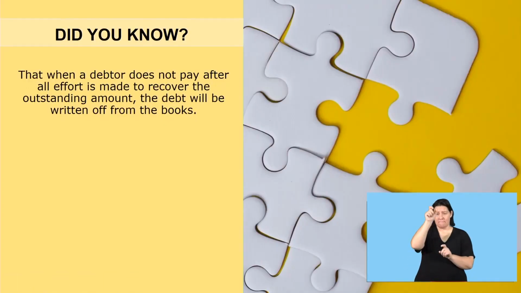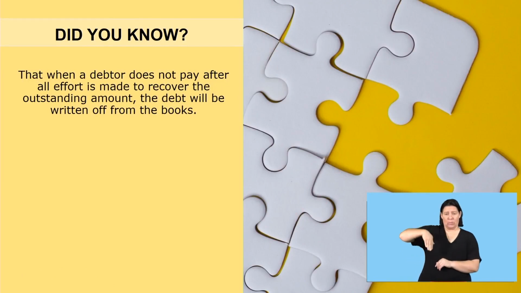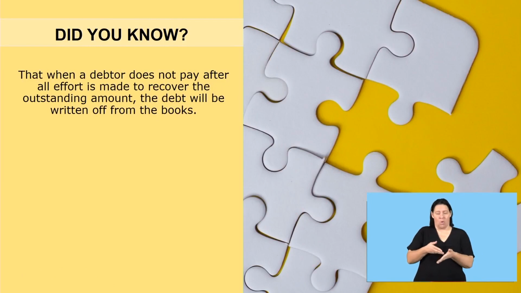In today's class, we're going to be discussing the general journal, and my main focus is going to be on bad debts and interest. Did you know that when a debtor does not pay after all effort is made to recover the outstanding amount, the debt will be written off from the books?